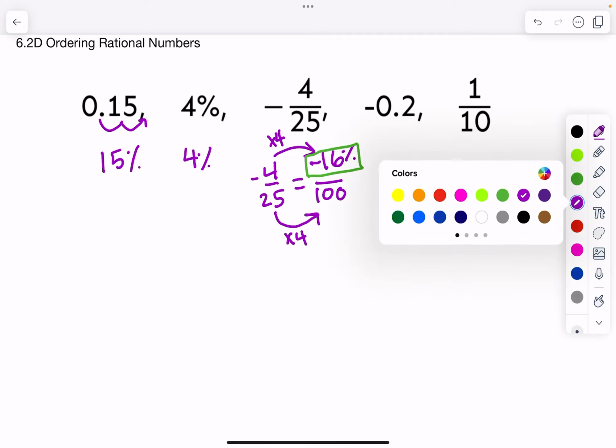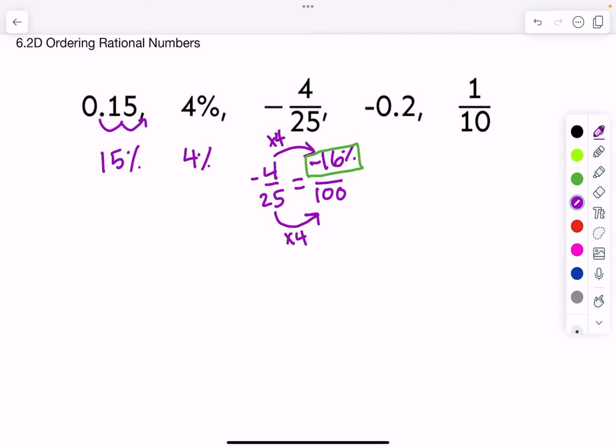The next one is -0.2 or -2/10. And since this is a decimal and all I have to do is multiply it by 100, I show it by moving 2 to the right. I end up with -20%.